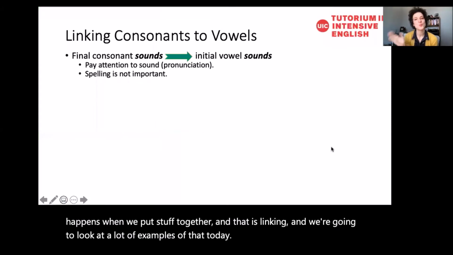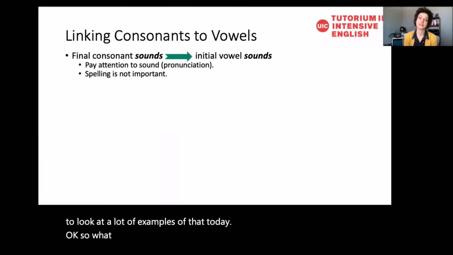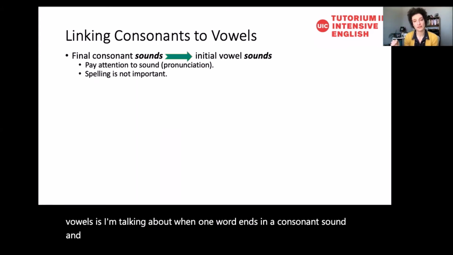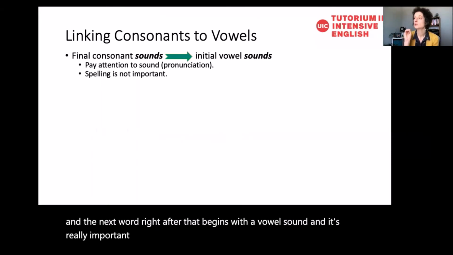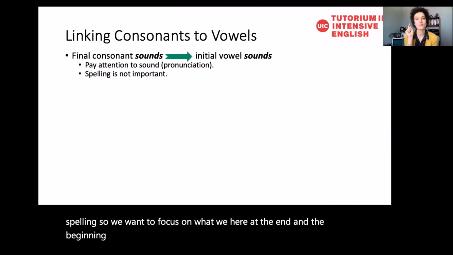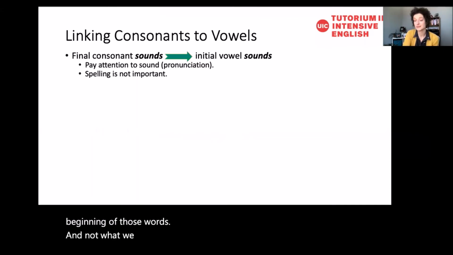Okay, so what I'm talking about when I talk about linking consonants to vowels is I'm talking about when one word ends in a consonant sound and the next word right after that begins with a vowel sound. And it's really important to remember that we're talking about pronunciation, not spelling. So we want to focus on what we hear at the end and the beginning of those words and not what we see, right? Because it doesn't always match.